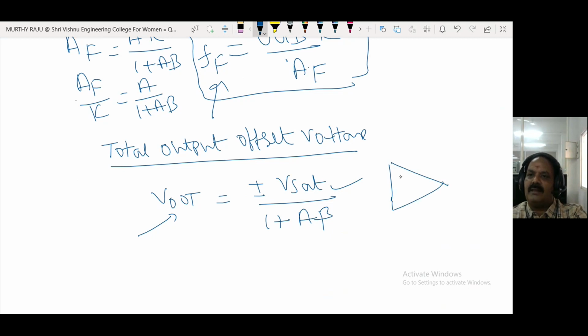This is the op amp. This one is A. This one is V2, this one is V1, and this one is the output. Under open circuited condition, the output offset voltage is the V saturation level. Under closed loop condition, the output offset voltage, plus or minus V saturation, decreases due to that feedback. The total output voltage is decreased by a factor 1 plus A beta. This is the desired result. With this, the analysis is completed.